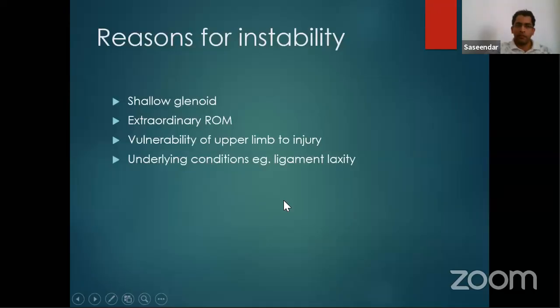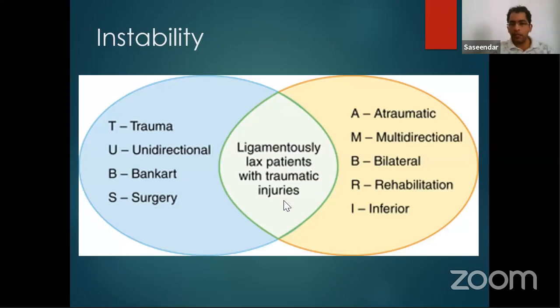There's a concept called TUBS and AMBRI, which you would have heard or read already. What is TUBS? Trauma, unidirectional, Bankart surgery. AMBRI is atraumatic, multidirectional, bilateral, rehabilitation, inferior. Let me explain to you. There are two broad concepts of shoulder instability. One is the one that results from trauma. The other is one that does not necessarily need trauma.